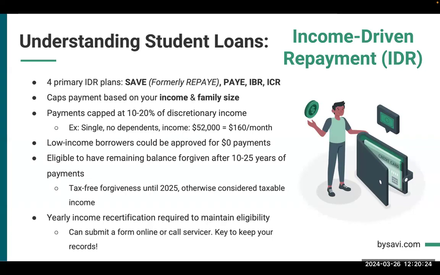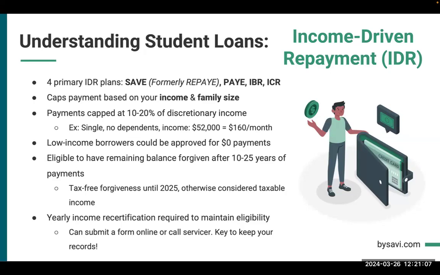They cap your monthly payment at anywhere between 10 to 20% of your discretionary income. Now, that's sort of a fancy way of saying your adjusted gross income, or your AGI. So this is going to be before taxes, right? Just to give you an example, let's say you are single with no dependents and an income of around $52,000 a year. On an income-driven repayment plan, that's going to come out to around $160 a month, all right? Now, for every child dependent that you have, that's going to lower that monthly payment by about $50 per child. Even unborn child dependents count, right? So that all helps to lower your monthly payment.